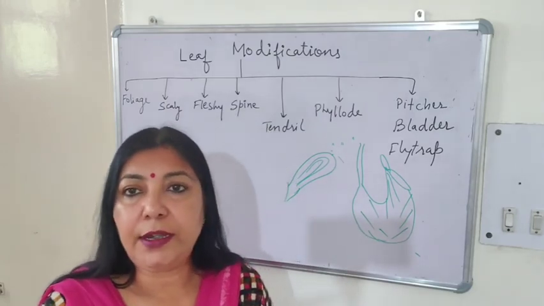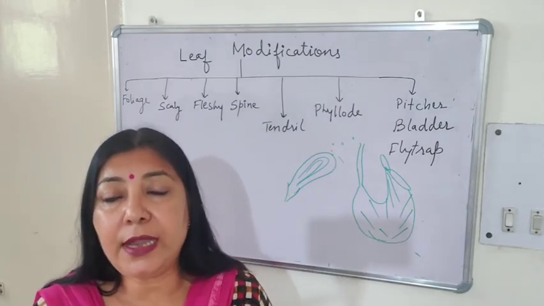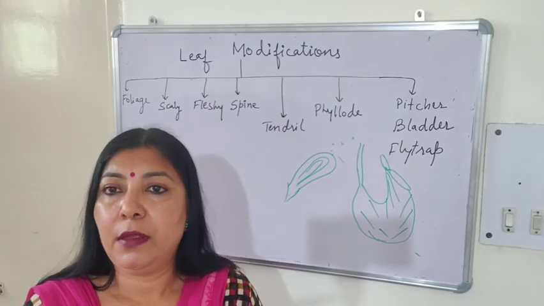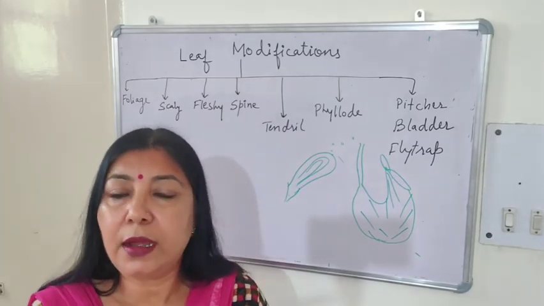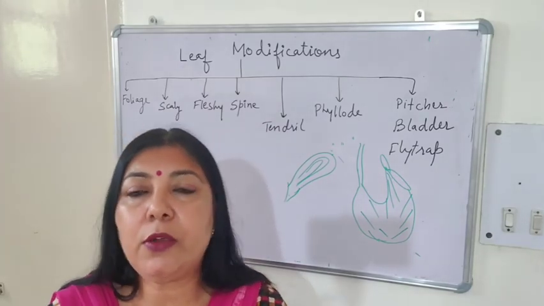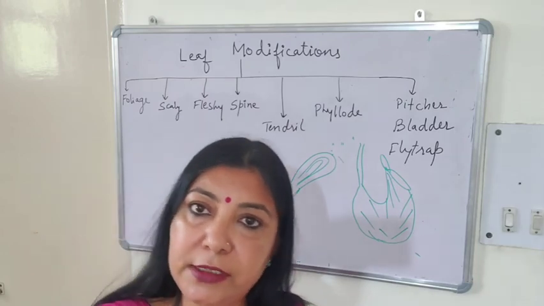So today we have studied all about different aspects of leaf. So please go through it, understand it, and we will be correlating it at various places.